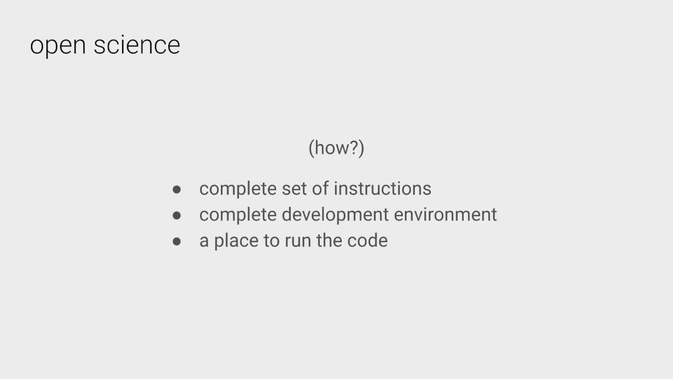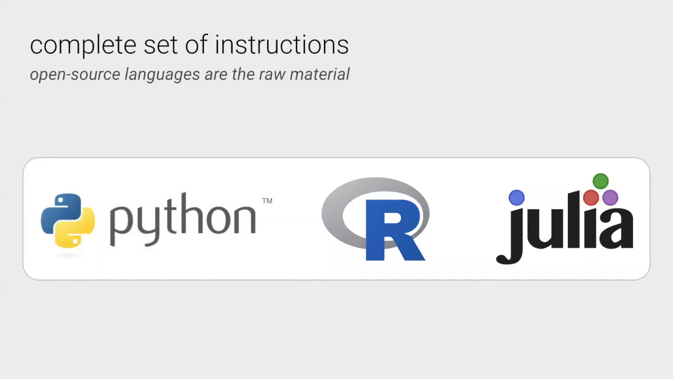I'll give a quick tie-in with each of these three points that we found in that quote. How do we capture the complete set of instructions, the complete development environment, and how do we set up a place to run the code? Let's start with the instructions. We've worked a bit with Python, but R and Julia are also growing and have open communities around them. Open source languages are really the starting point, because we're starting with something that anyone in the world can access, and anyone can pick up the set of instructions that you've written.